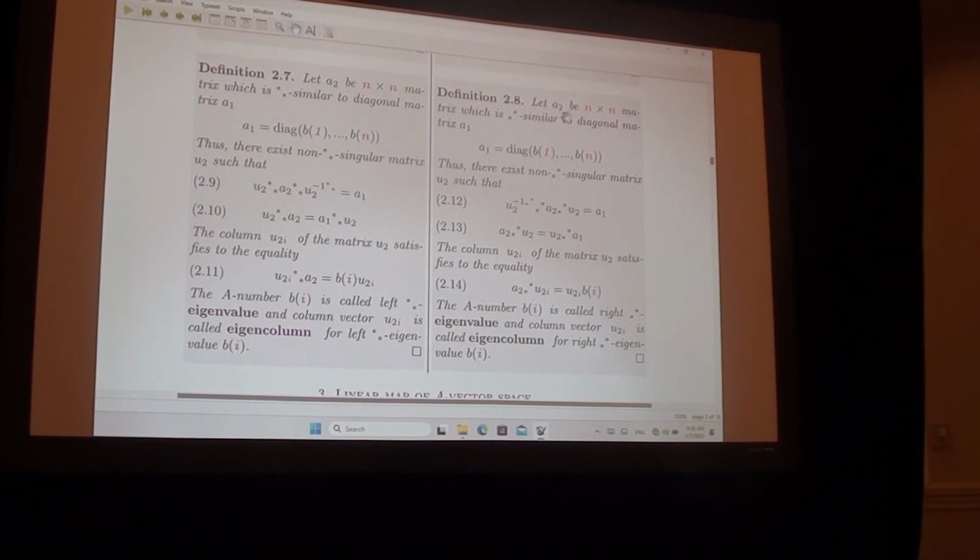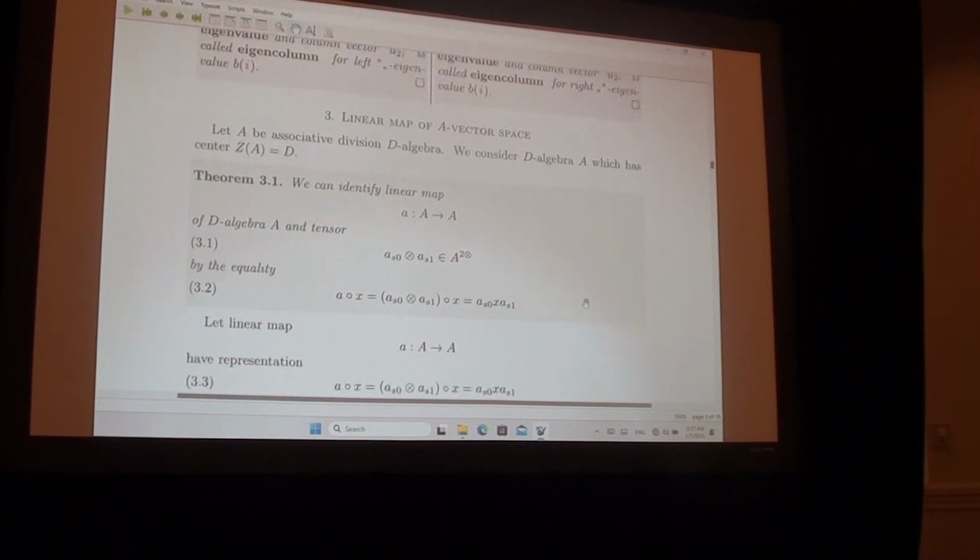Let A2 be a square matrix which is RC similar to the diagonal matrix A1. Thus, there exists an RC nonsingular matrix U2 such that equalities 2.12 and 2.13 are true. The column U2I of the matrix U2 satisfies equality 2.14. And BI is called right RC eigenvalue. And column vector U2I is called eigencolumn for right RC eigenvalue BI.